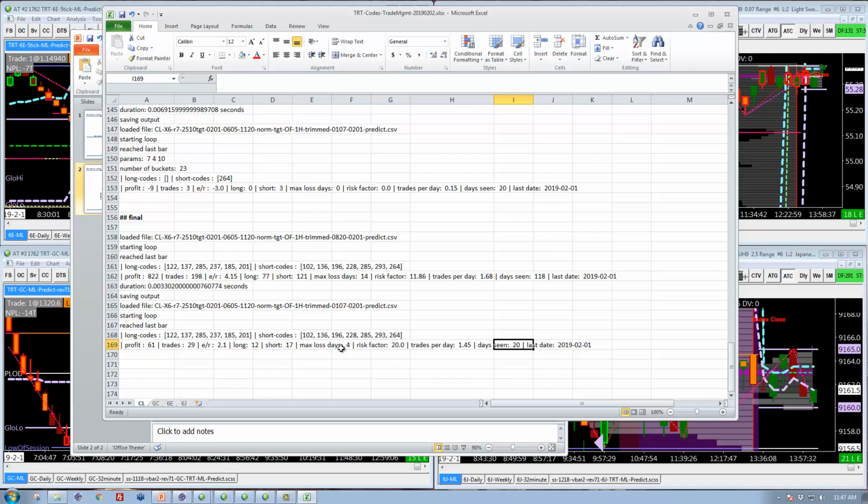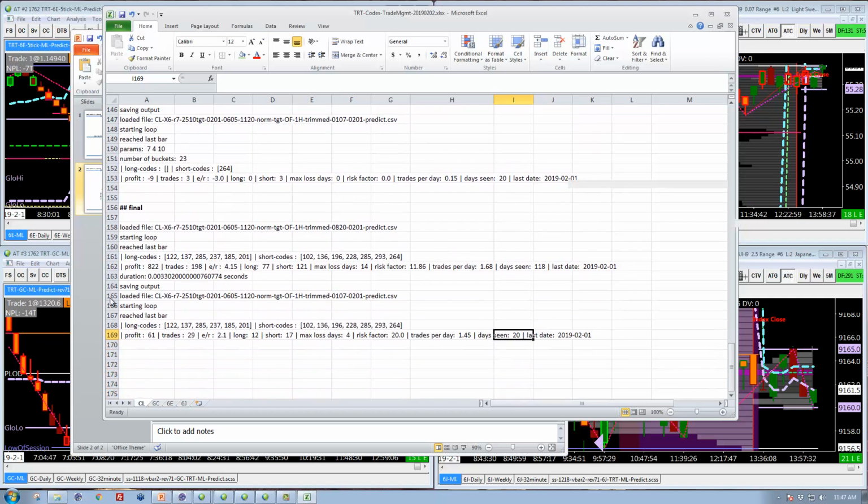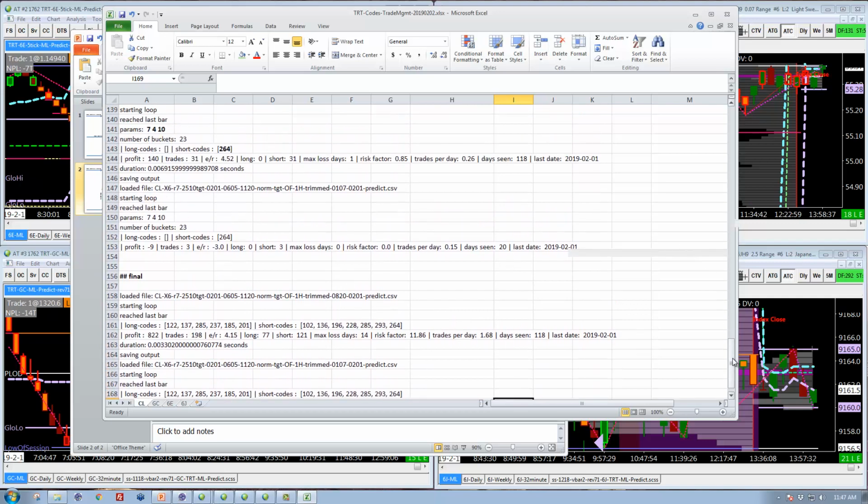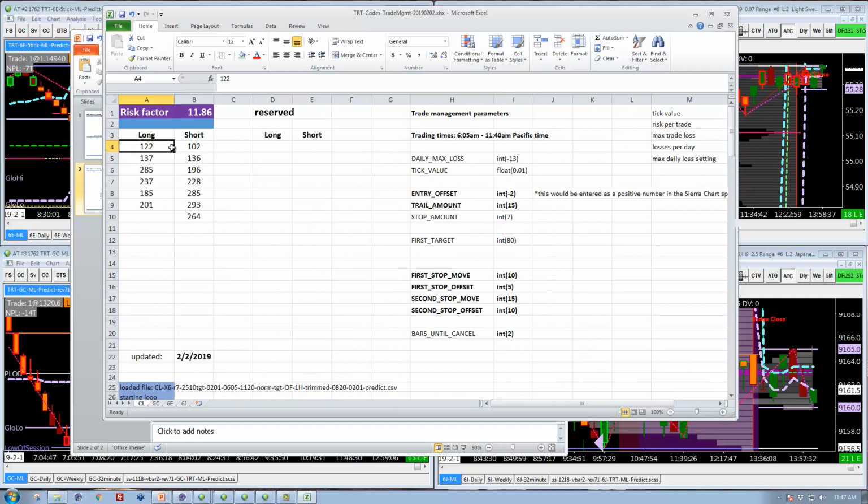See, 4 of the last 20 days were max loss days if I used this set of codes. All right, so now that looks reasonable to me, and so I will put this in as the codes I'm going to use for oil for February. Now, very quick, we're almost done here.